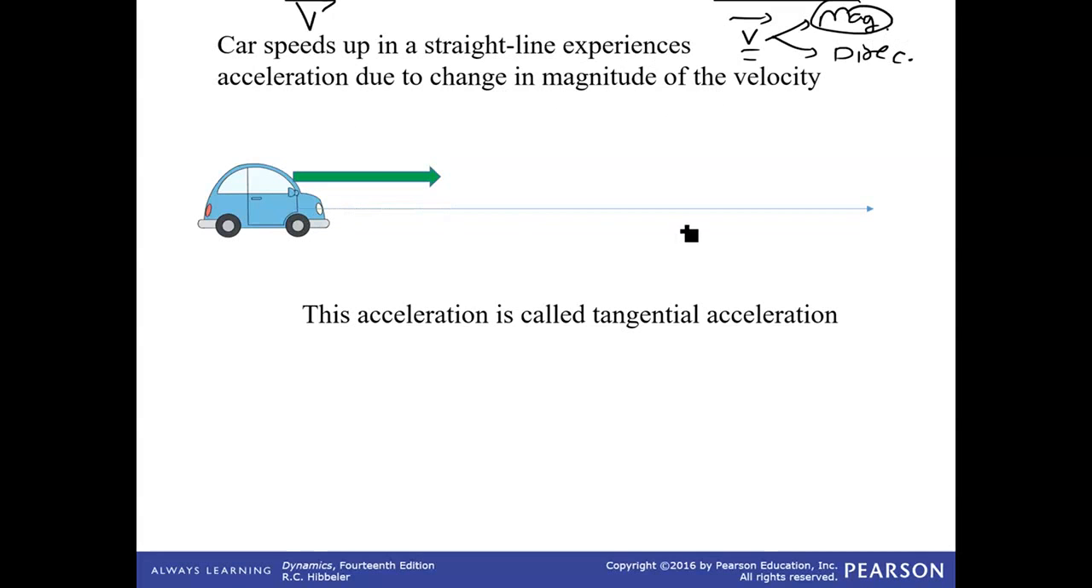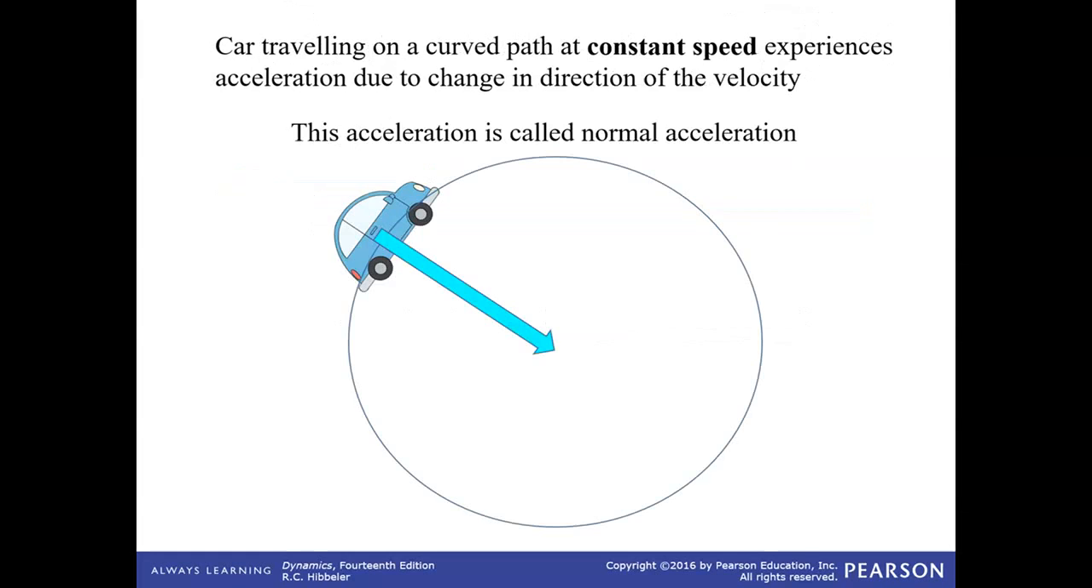So here the car goes in a straight line, which means the direction of the car does not change. What changes for V is only the magnitude because it speeds up. This type of acceleration, due to change in magnitude of velocity, is called tangential acceleration. Now let's look at another example: the same car is now traveling along a curved path at constant speed. If the speed is constant, there is no change in magnitude of the speed, and that means one component of acceleration, the tangential component, is 0.